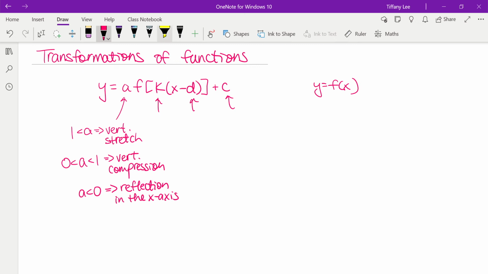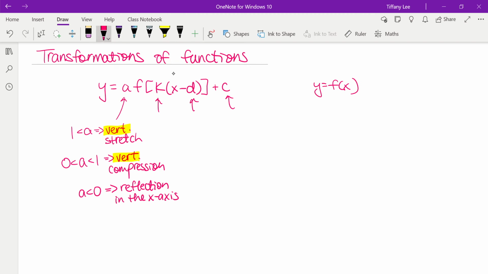So with a, you can just remember that this always affects your graph vertically. When a is greater than 1, it's going to have a vertical stretch. When a is between 0 and 1, that's going to transform your graph with a vertical compression.